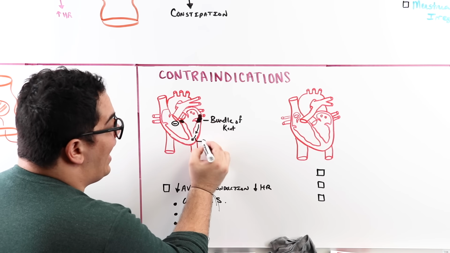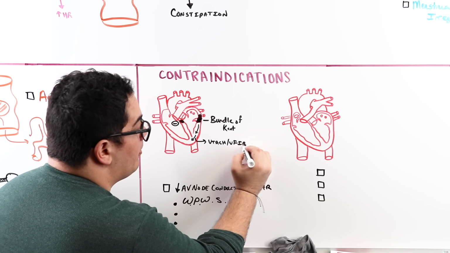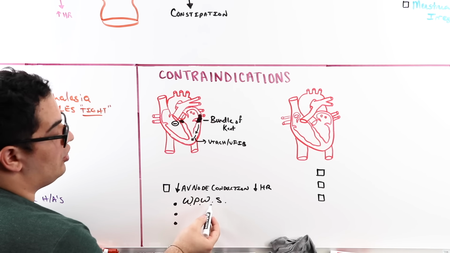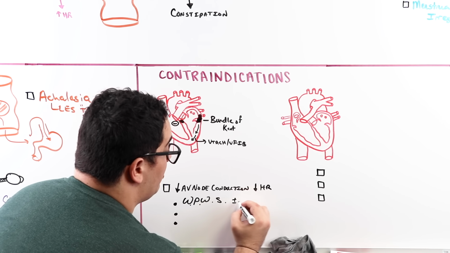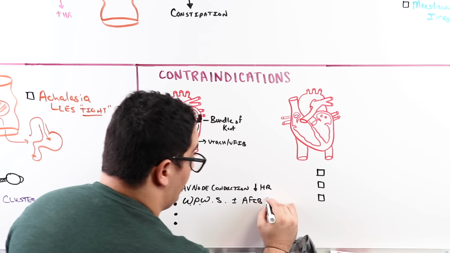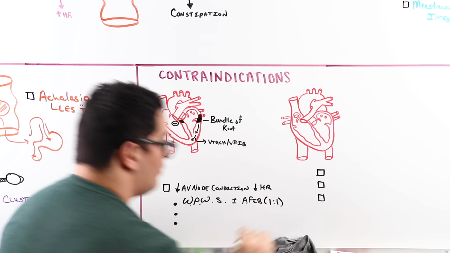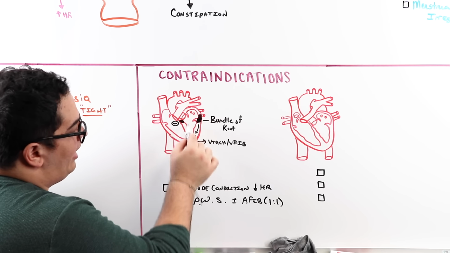The risk of that is that it can lead to potentially VTach or VFib. That is why this is dangerous. You do not want to give this drug to patients with Wolff-Parkinson-White syndrome. Plus, it can even be worse if they have a corresponding AFib. That's actually 1-to-1. Okay?